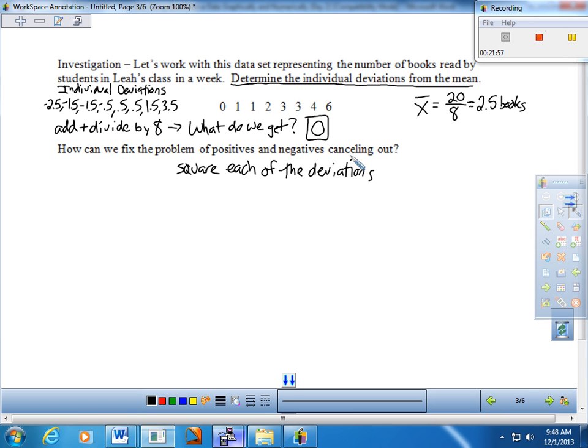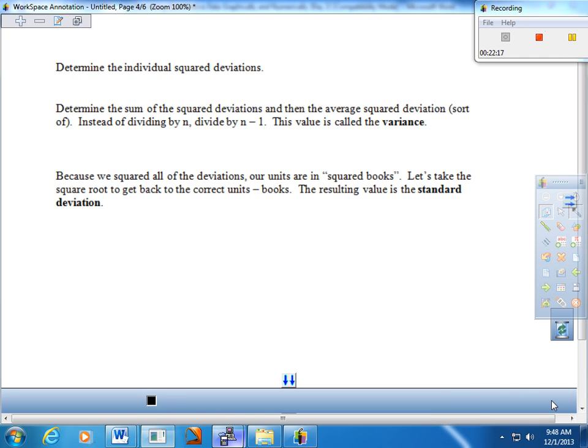So in order to talk about these individual deviations and avoid the prospect of negatives canceling out with positives, we're going to square each of these values. And when we square each of these values, they all turn positive, and they allow us to work a little better. Okay. So now, as it says on the next piece, determine the individual squared deviations. So what happens when I square each of those values? So I've got my values up here. If you want to just write them down, we can get moving on this.